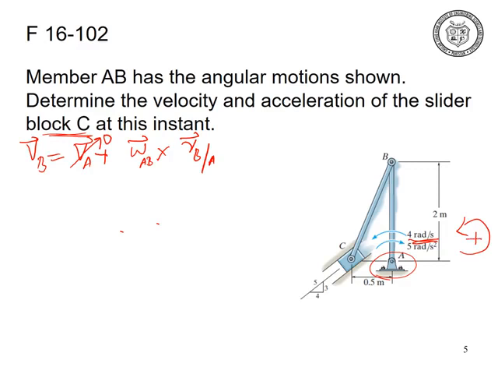According to the right hand rule, curl your fingers in the anti-clockwise direction, and your thumb will point in the direction of the omega vector. Your thumb will be out of the slide. So omega AB equals 4K. Consider this the x-axis, this the y-axis, and this the z-axis. This is the inertial frame of reference, the coordinate system we are going to follow in this problem.